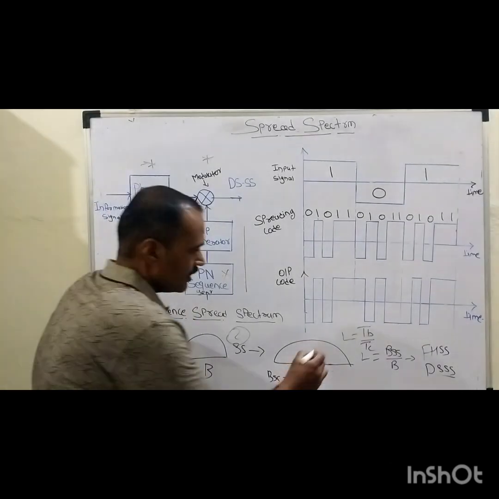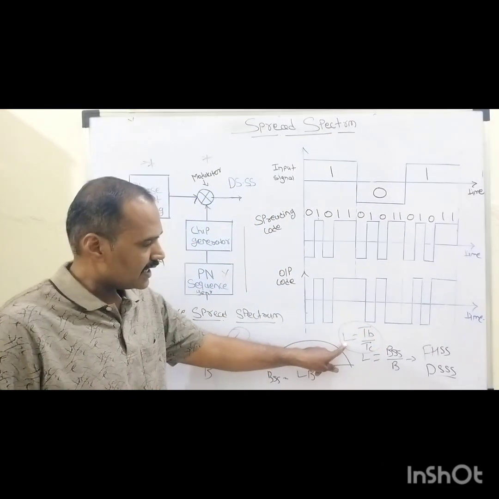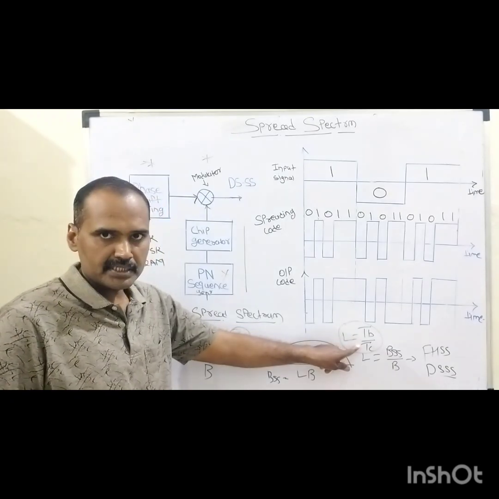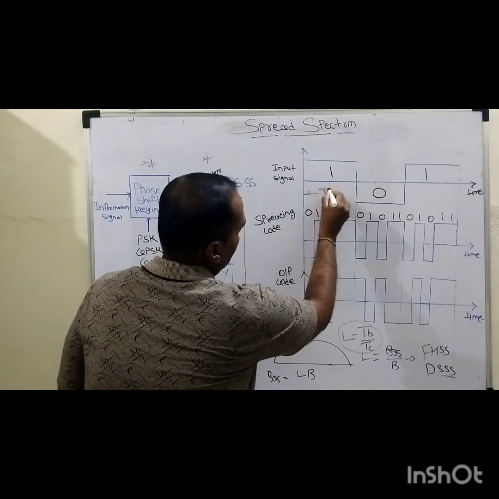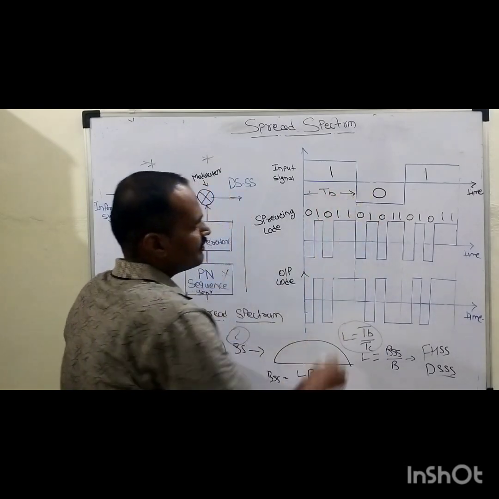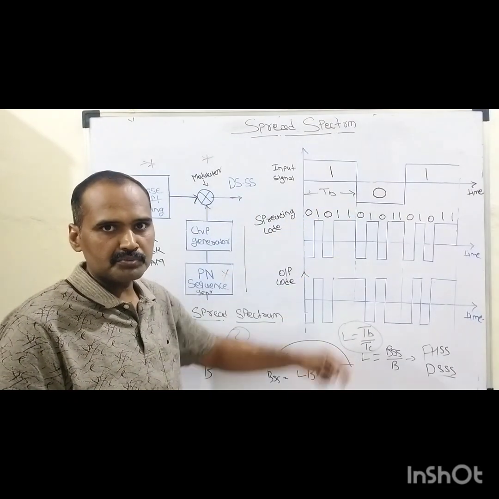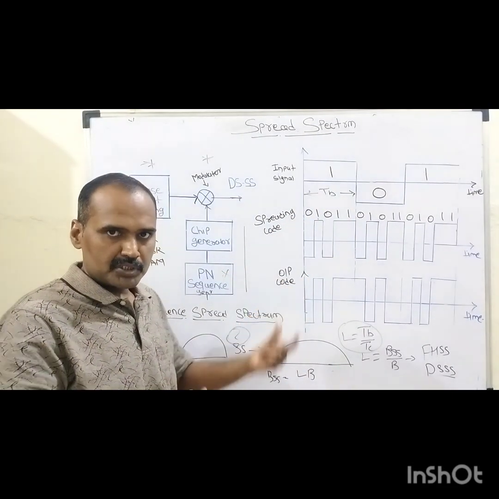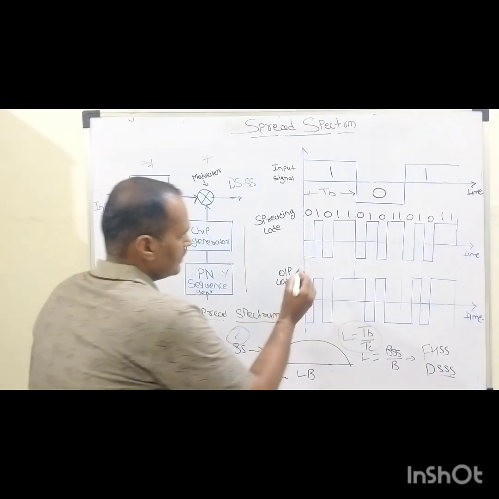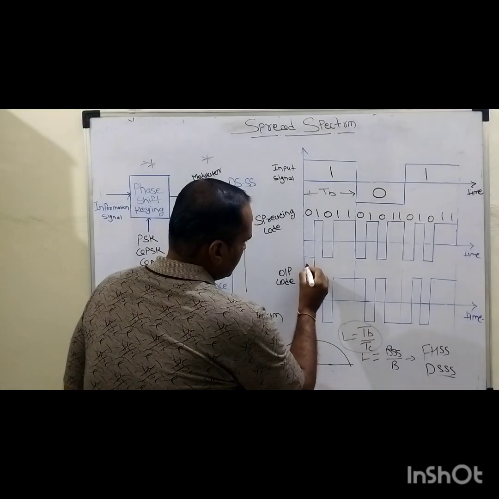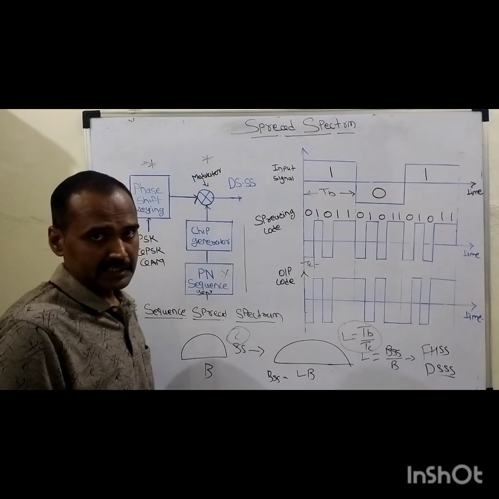Once more, let us quickly go through the expression for the spreading factor, which equals Tb upon Tc, right? Tb is the bit duration of the input signal for each 1 and each 0, irrespective of the number of 1s and 0s. It is the amount of duration for which that bit is transmitted by the modulator. And Tc is the bit duration of the chipping sequence, right?